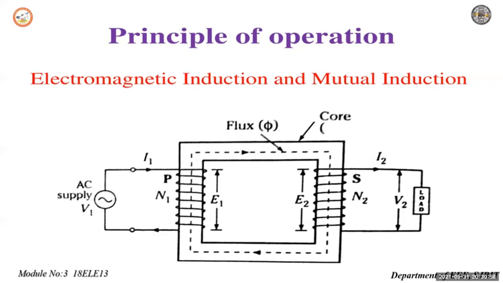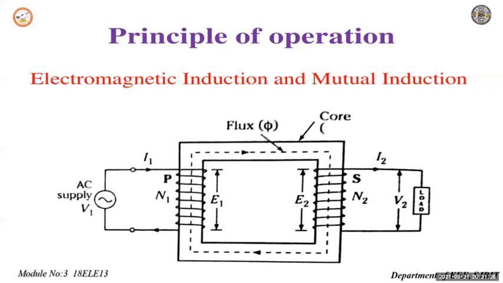Symbolically, the transformer is indicated like this. P is the primary winding while S is the secondary winding. It is always designated like that. The two parallel lines in between the two windings represent the common magnetic core. Thus, there is no electrical contact between the two windings and electrical energy gets transferred from primary to the secondary.